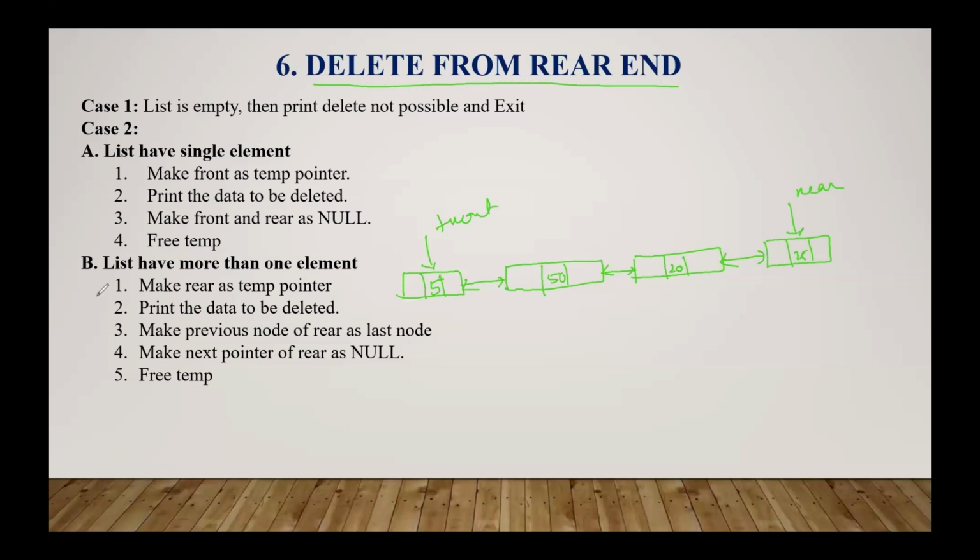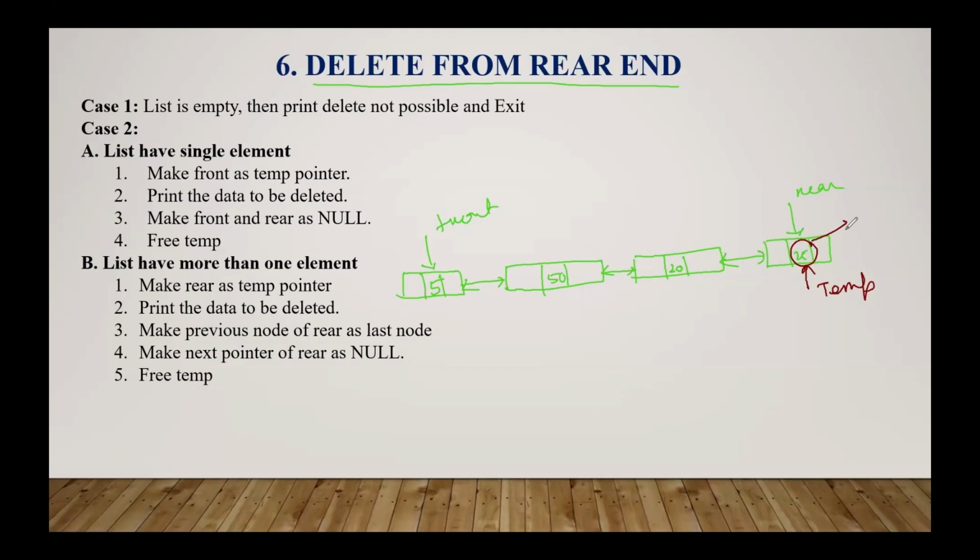So here we have to delete an element from the rear end. In the dequeue operation, we can delete from either end, so we have to delete this element. First we make this one a temporary pointer. Print the data to be deleted.